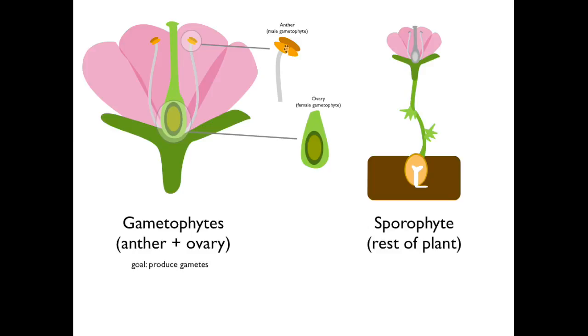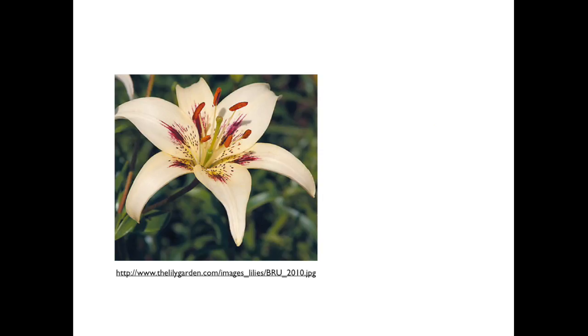The rest of the plant, or the plant in growth phase, is called the sporophyte. The sporophyte's job is to produce the anther and ovary so it can reproduce. Let's take a look at an actual flower for reference. This is a lily, and I'll outline the anthers in black. Now I'll outline the approximate location of the ovary. The ovule within the ovary hosts the female gamete.